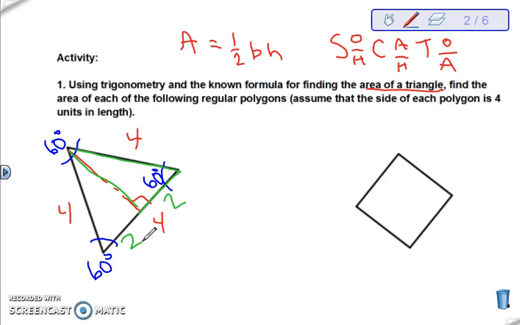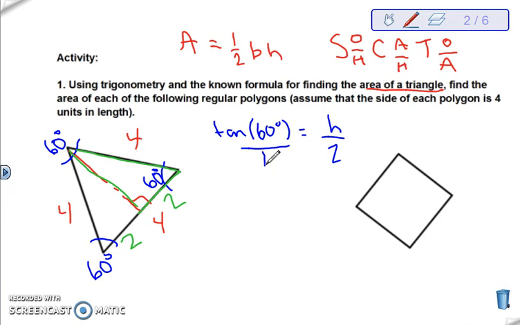So I'm looking for the height. I know the height of the triangle is opposite the 60 degrees. So if I look at what I know, I should be able to say that the tangent of 60 degrees is equal to the opposite leg, which is my missing height, over the adjacent leg, which is 2. And from what we did before, we know we can use cross multiplication to find the value of h.